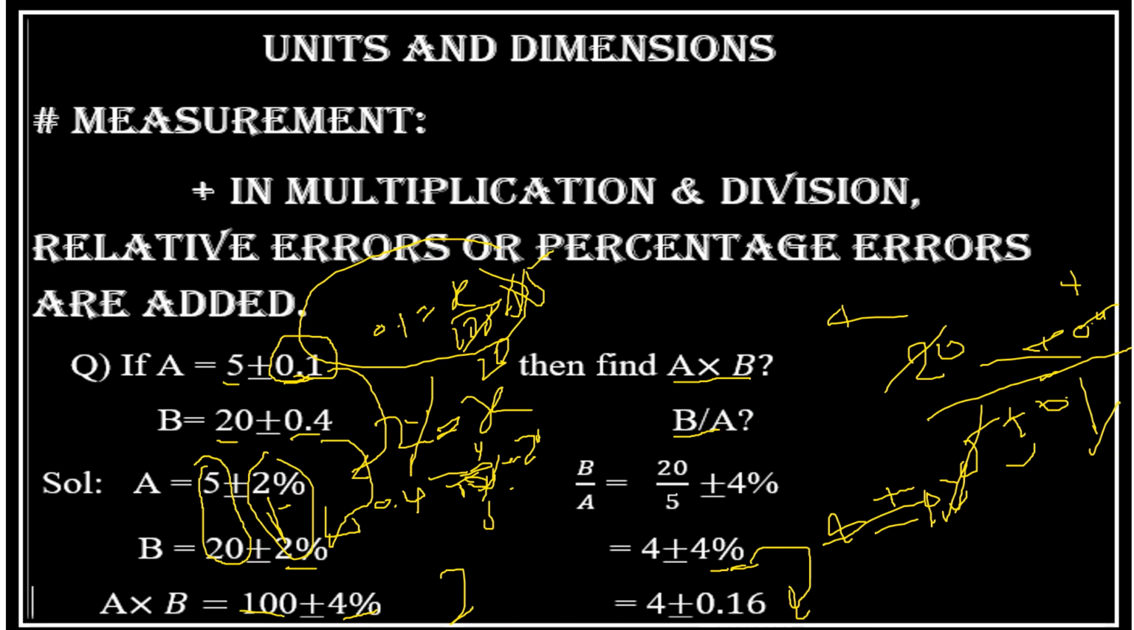Already we know that. We don't know this term. They have given 4% of 4, means 16 by 100, that means 0.16. This is the b by a. This is the final solution for this.